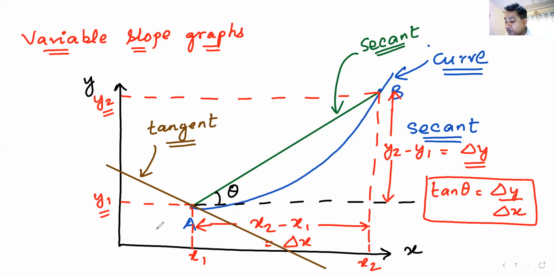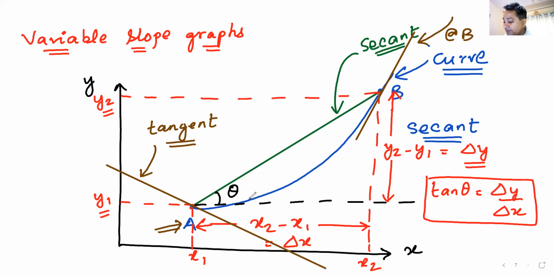Similar to the tangent drawn at point A, I can also draw a tangent at point B. So it might go like this. My drawing may not be exactly correct, but this line is the tangent at point B. Similarly, I can draw tangents at all the points lying on this curve.